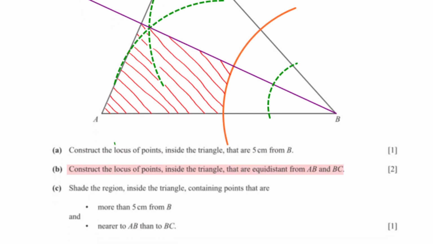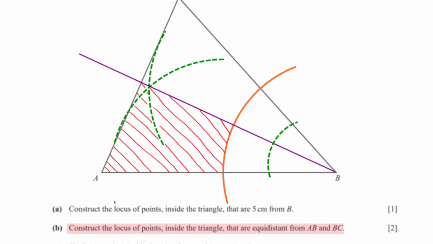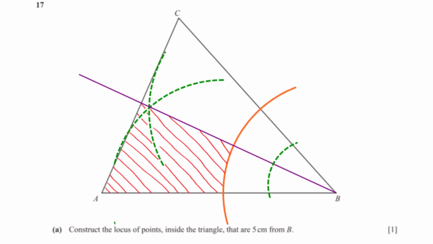Construct the locus of points inside the triangle that are equidistant from AB and BC. And so this is simply asking to draw an angle bisector for angle ABC. So first, you can open your compass to any radius and inscribe a path for angle ABC. By placing your compass on the first intersection, open your compass to a larger radius and inscribe your first arc. Using that same radius, stand at the second intersection and inscribe the second arc.